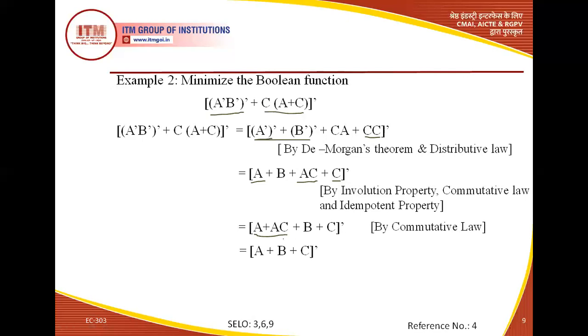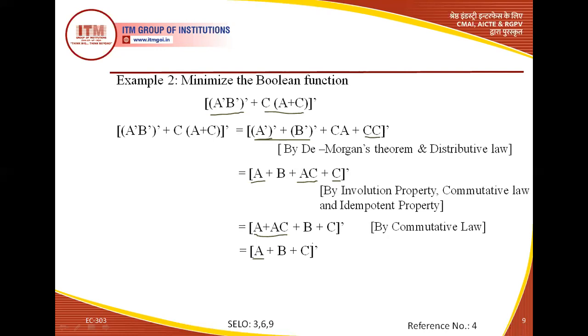Now we can use the absorption law, which we already studied in our previous lecture. In it, A + AB equal to A. So in place of A + AC we can also write A. So by using the absorption law we can write A + AC equal to A. Or you can also take A as the common factor. So in the bracket we get 1 + C, and 1 + C equal to 1. Okay, and A dot 1 equal to A. So in such a manner you can also simplify the function A + AC.